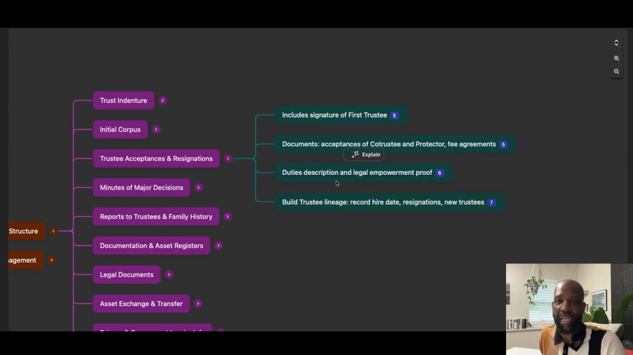These are the documents that the trustees sign. The indenture, the acceptance of trust, the trustee got to sign that. That's proof of empowerment. And you build in the trustee lineage, the date when they were hired, their resignations, any new trustees. These are all trustee acceptance and resignation documents.